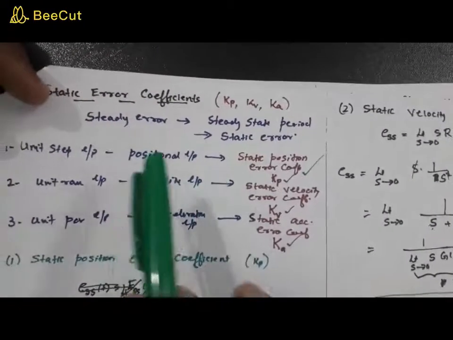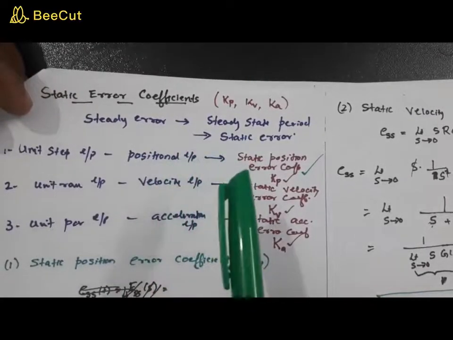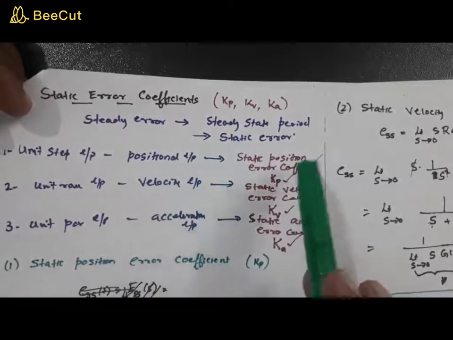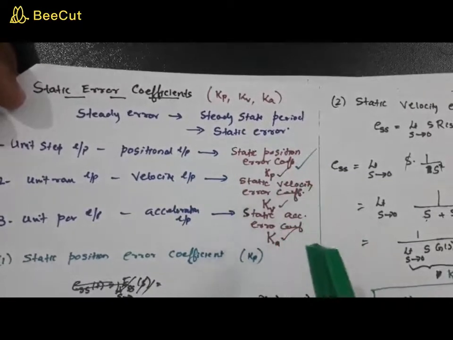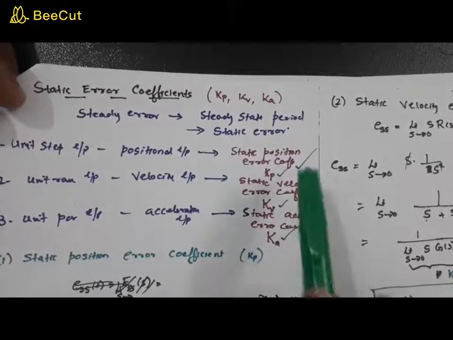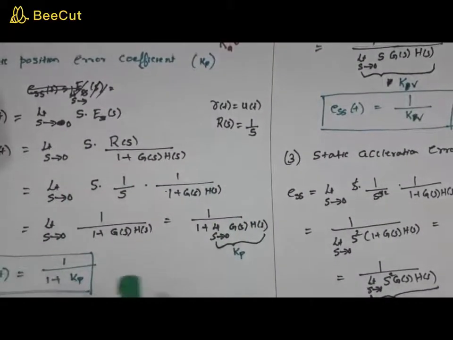After that, we have just seen how this steady state error varies according to the inputs, and thereby we went on to define three different static error coefficients: positional error coefficient, velocity error coefficient, and acceleration error coefficient, Kp, Kv, and Ka. So based on that, we have defined the steady state error.